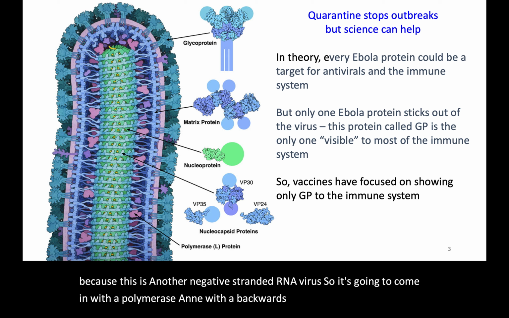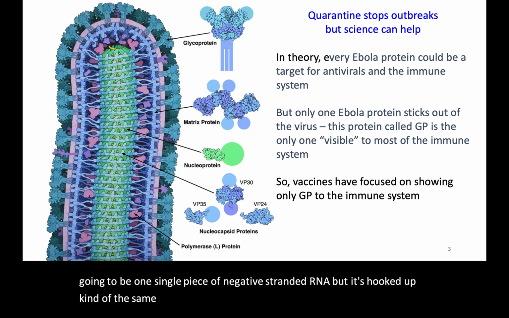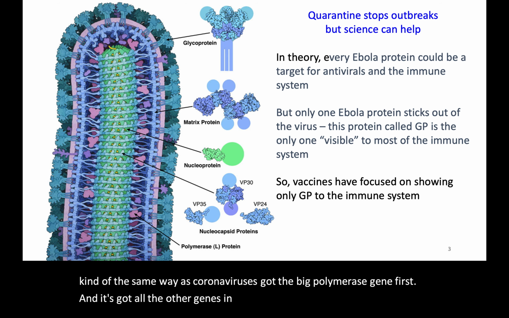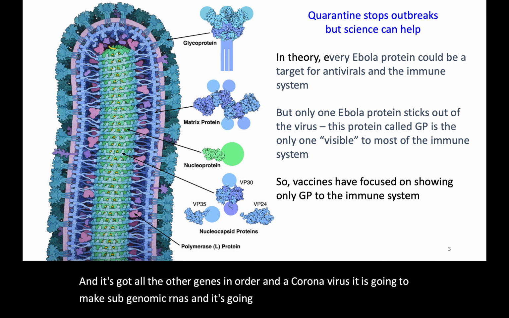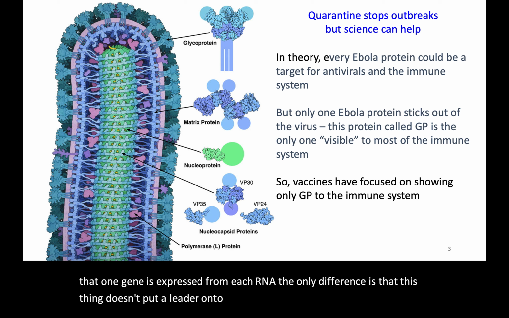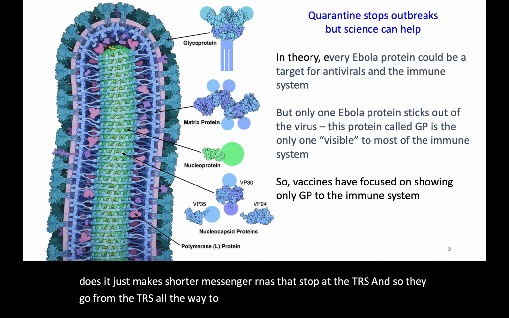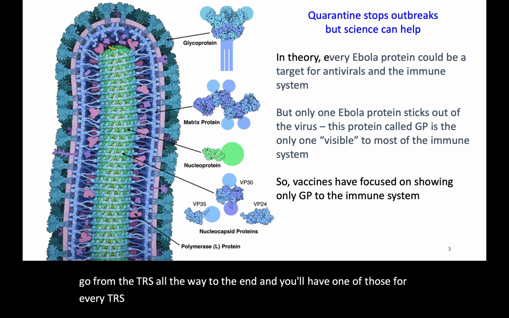Now the genome is going to be one single piece of negative-stranded RNA, but it's hooked up kind of the same way as coronavirus. So it's got the big polymerase gene first, and it's got all the other genes in order. And like a coronavirus, it is going to make subgenomic RNAs, and it's going to express each of these genes so that one gene is expressed from each RNA. The only difference is that this thing doesn't put a leader onto its messenger RNAs the way coronavirus does. It just makes shorter messenger RNAs that stop at the TRS, and so they go from the TRS all the way to the end, and you'll have one of those for every TRS that goes along. So first, second, third TRS, all the way to the end. There you go.